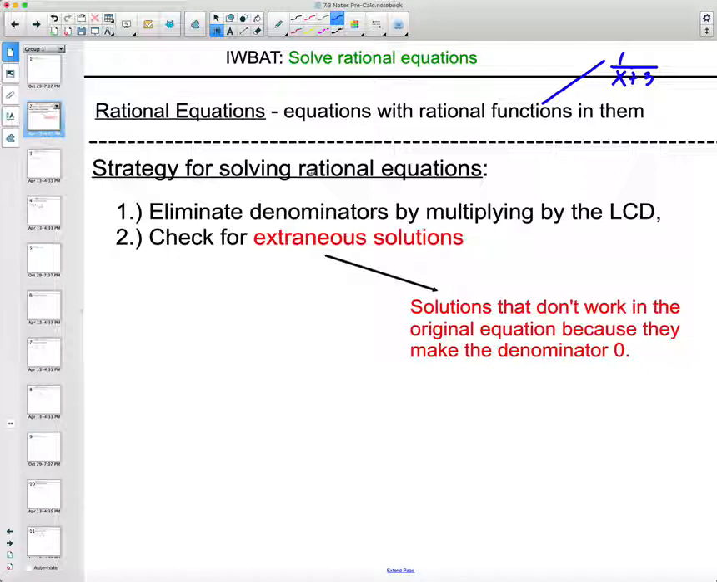A strategy for solving rational equations is eliminating the denominators by multiplying by the least common denominator, and then making sure that we check for extraneous solutions. Extraneous solutions are ones that make the denominator 0. Since we have division, remember that division by 0 is not okay. So if a denominator ever equals 0, that would not be a solution. So make sure at the end that you always check, does this equal 0? And cross out any of those solutions.